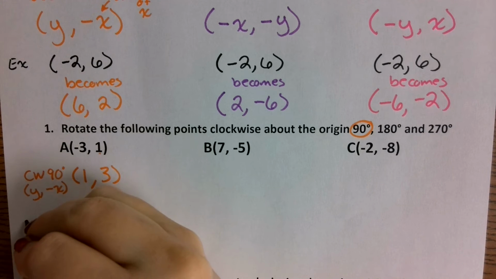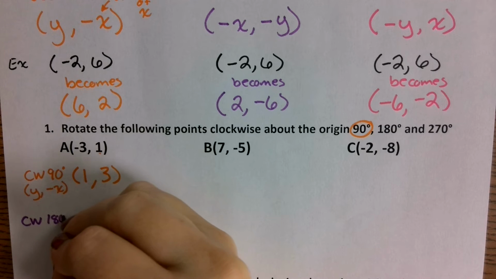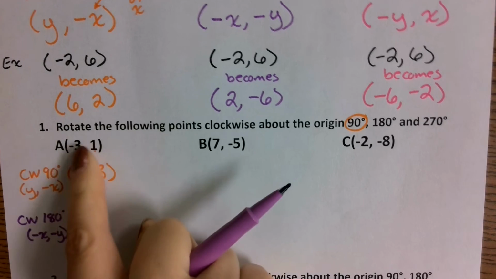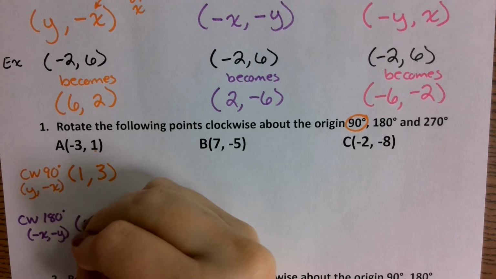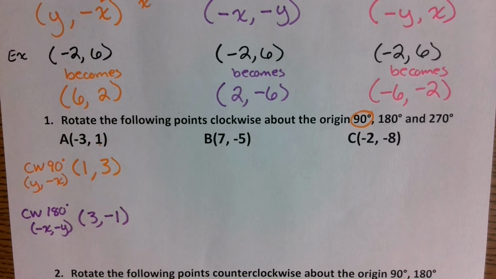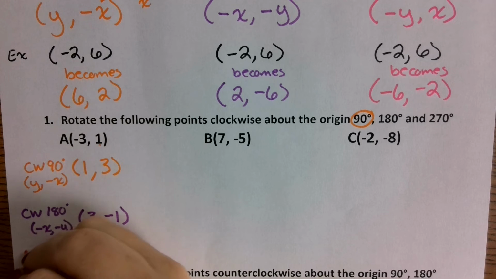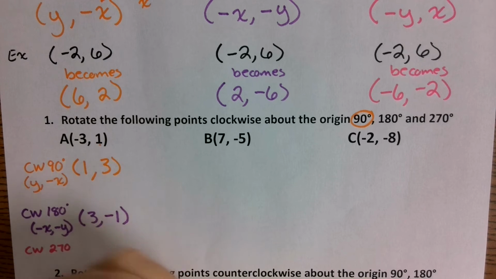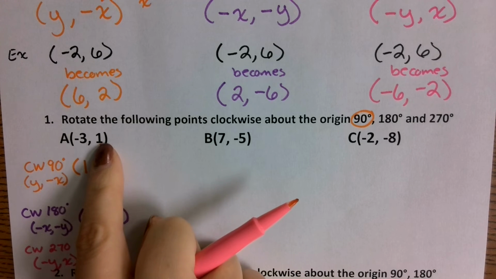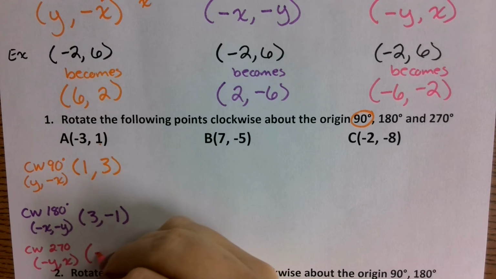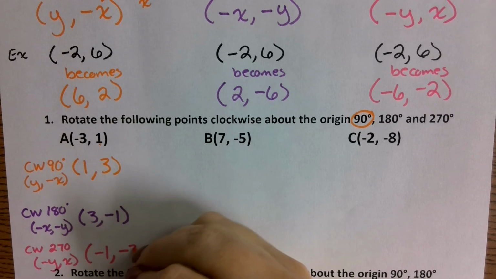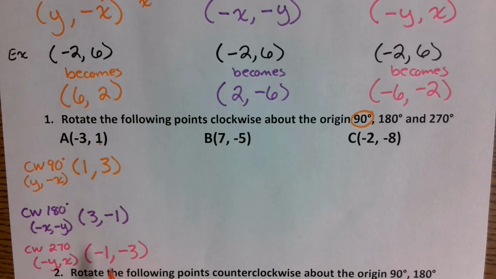If I do clockwise 180 degrees, then my rule is opposite of X, opposite of Y. So the opposite of -3 is 3, opposite of 1 is -1. And then if I do clockwise 270, that means I'm going to do opposite of Y and X. So I'm going to take the Y, put it in the front, and do its opposite, which is a -1. And I'm going to take the X and put it in the back, so that becomes -3. So we get a -1, a -3.